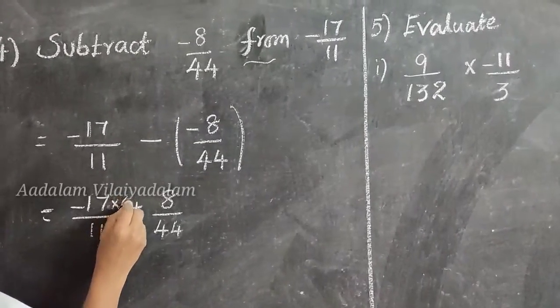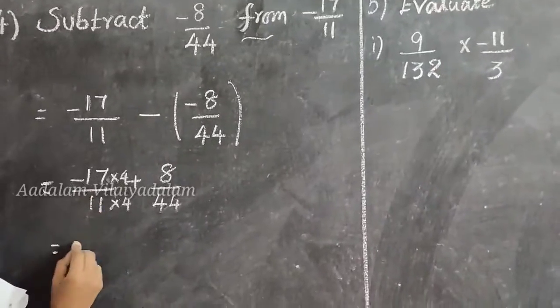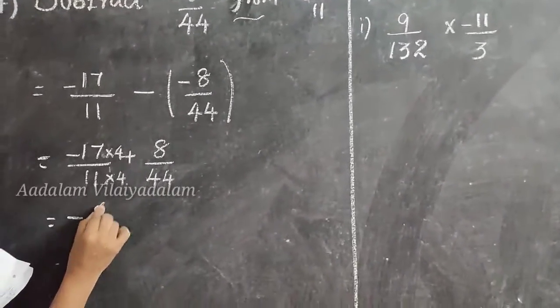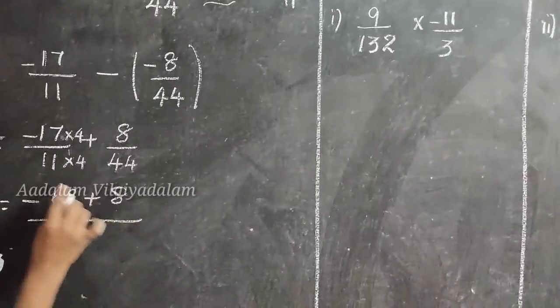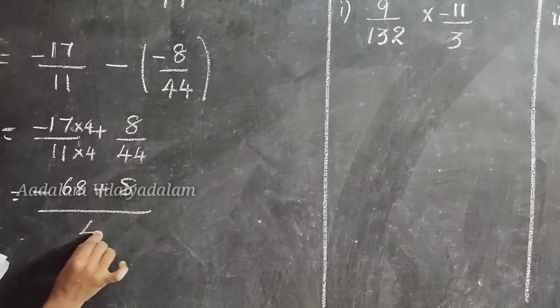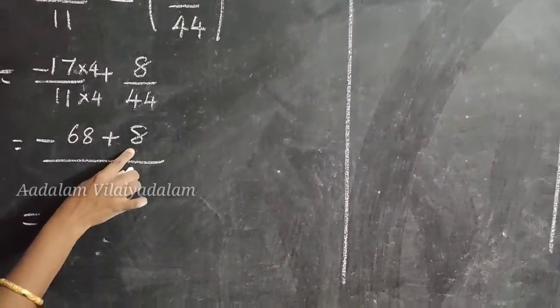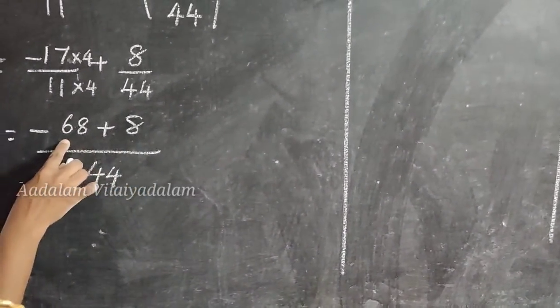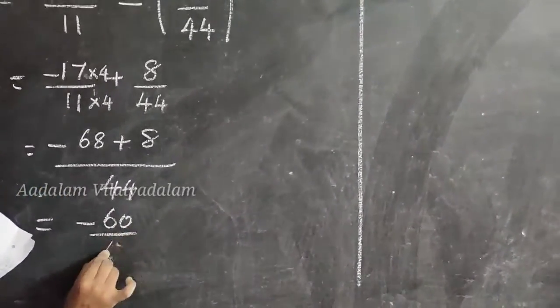Here also into 4. So multiply and divide by 4. So minus 17 4s are 68 plus 8. Here the common denominator 44, so write as it is 44. Now one minus, one plus means we have to subtract. The answer is minus 68 plus 8, minus 60 divided by 44.